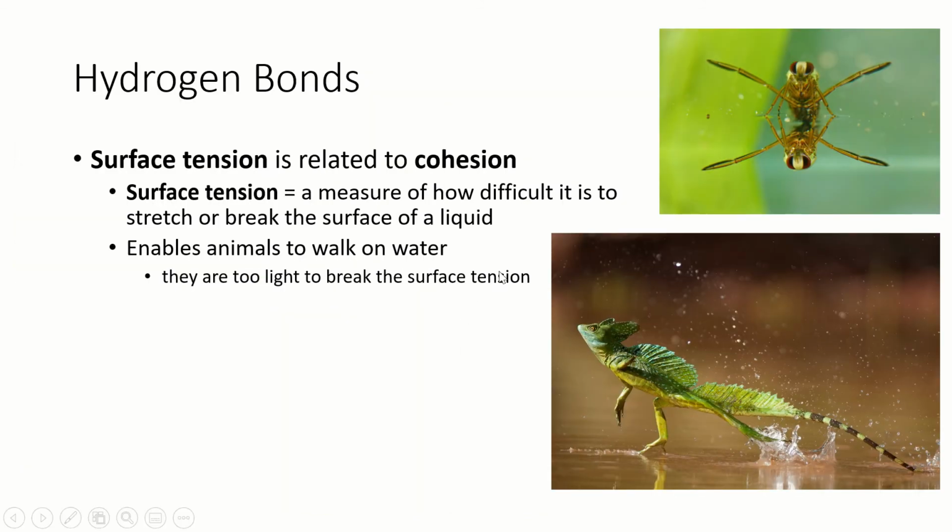Hydrogen bonds also create surface tension. So surface tension is the ability of the surface of water to resist being broken. And this makes it possible for small, light things to float in water. So this is actually an insect, and this is the reflection of the insect. And the insect can spread out its weight across the water in such a way that it doesn't fall through, because the surface tension is greater than the pressure of the insect on that surface tension.